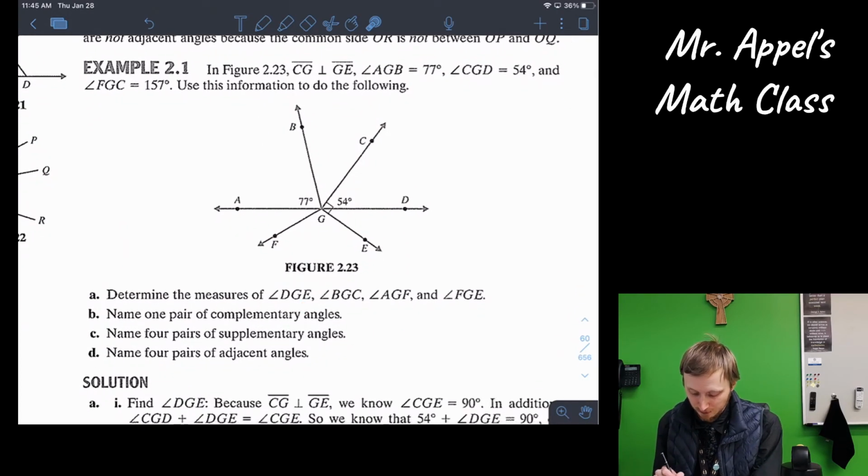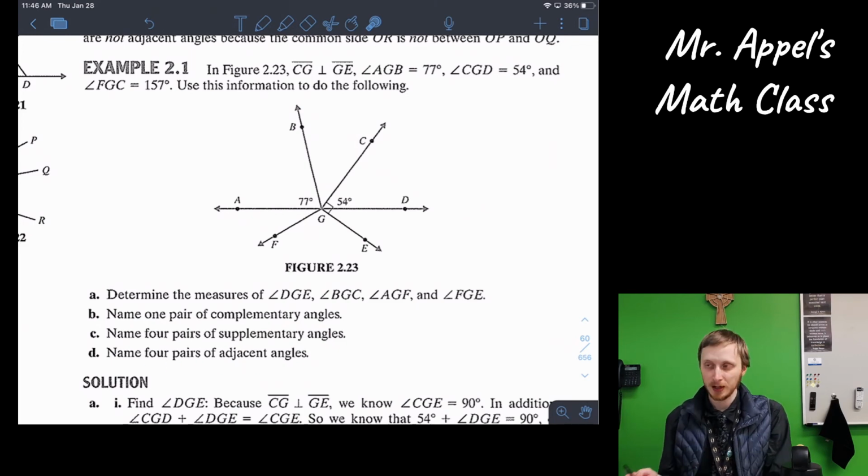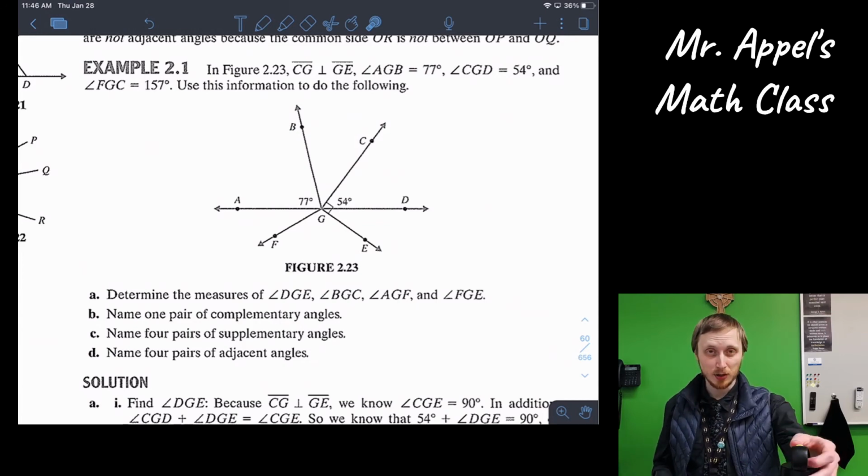Determine the measure of angle DGE, right here, BGC, AGF, and angle FGE, so all of the remaining unlabeled angles. Name one pair of complementary angles. Name 4 pairs of supplementary angles. And name 4 pairs of adjacent angles. Go ahead and pause the video here and give that example a try.